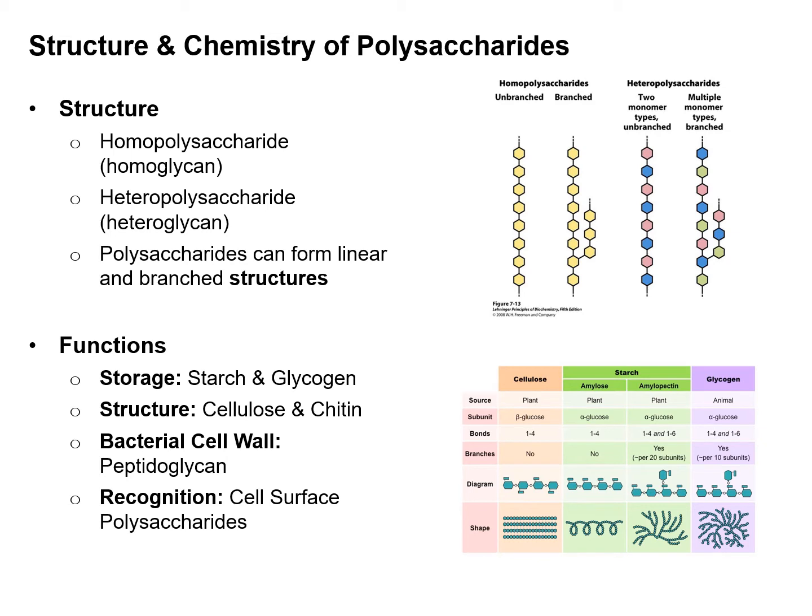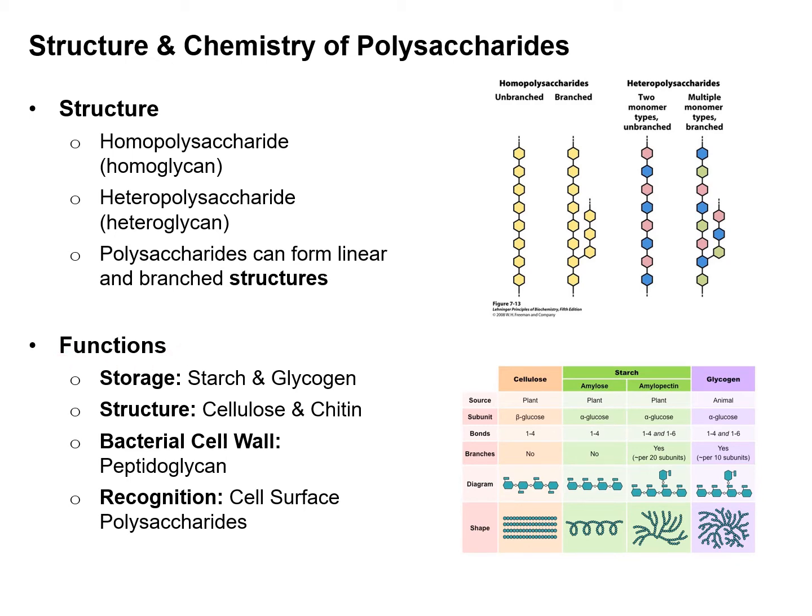First, the structure: they can form homopolysaccharides, also called a homoglycan, where the polysaccharides consist of just a single type of monomer or monosaccharide, just like glucose. They can also make heteropolysaccharides, also called heteroglycans, where the polysaccharides consist of at least two different kinds of monomers. It can be multiple too. And polysaccharides can form either linear or branched structures, and depending on their structures, they have different properties and are also involved in different functions.